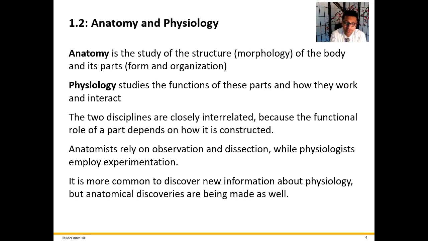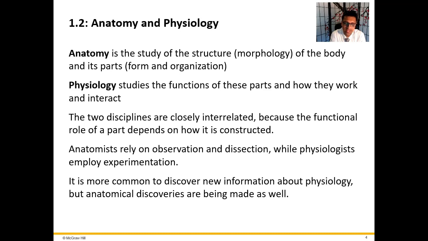Fortunately for you, we're going to study both the anatomy and physiology, because a lot of you want to know why. Why does something work this way? Why do biceps contract the way they do? Why do hamstrings contract the way they do? So it'll be good. It's a good class. The two disciplines are closely interrelated because the functional role of a part depends on how it is constructed.